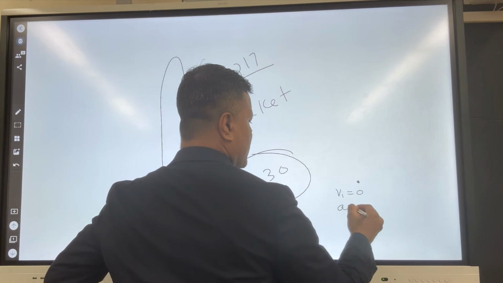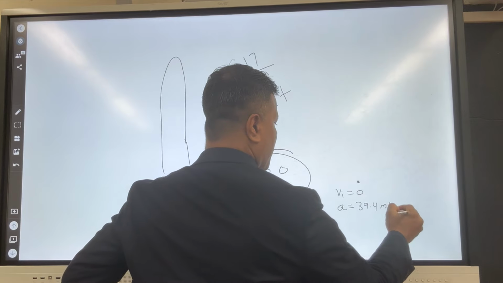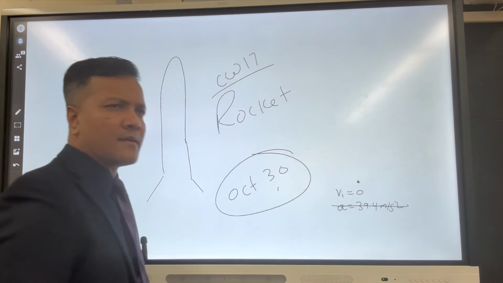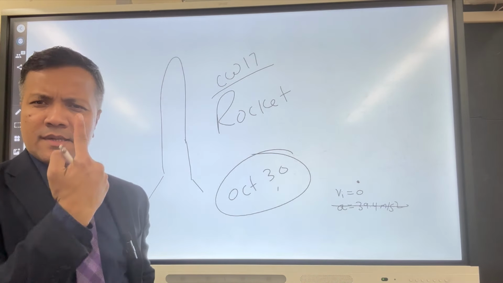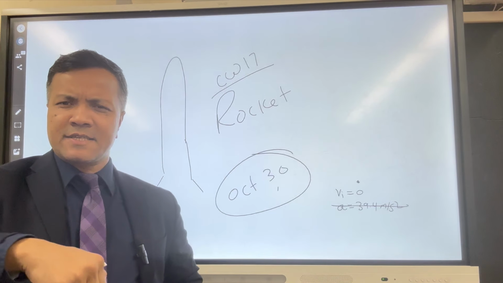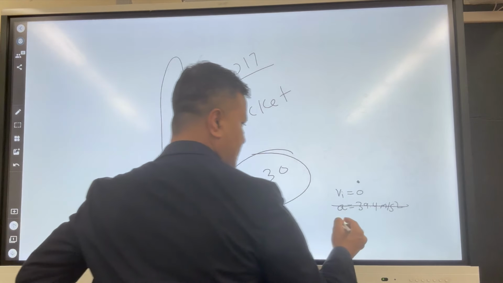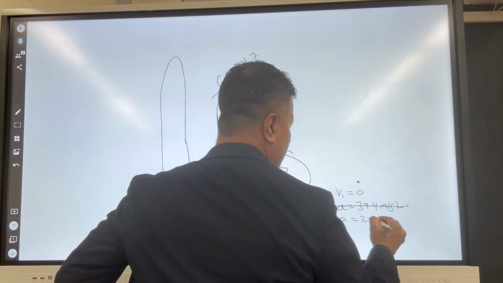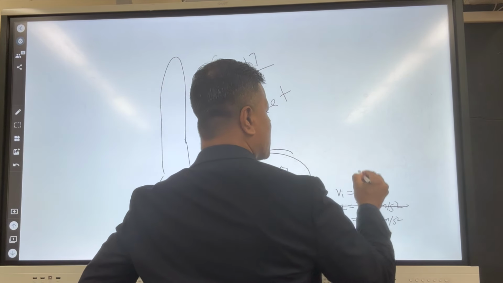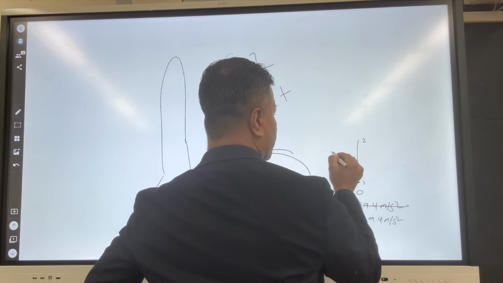And the acceleration is, let's say, 39.4 meters per second squared, right? 39.4 in the y direction, to the north, and acceleration due to gravity down is negative 10. So the acceleration of the rocket is 29.4 meters per second squared. So the rocket moves 4 seconds, right? From 1 to 2, the rocket moves 4 seconds.